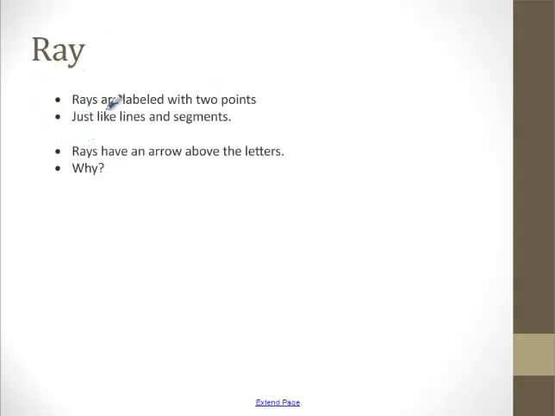So rays are 2 points, just like lines. The only difference between a line segment and a ray is the arrows. A ray only has one arrow. Think of a ray as a ray of sunlight. It starts from the sun and goes out in one direction. So we've got ray AB, and notice how I have one arrow.